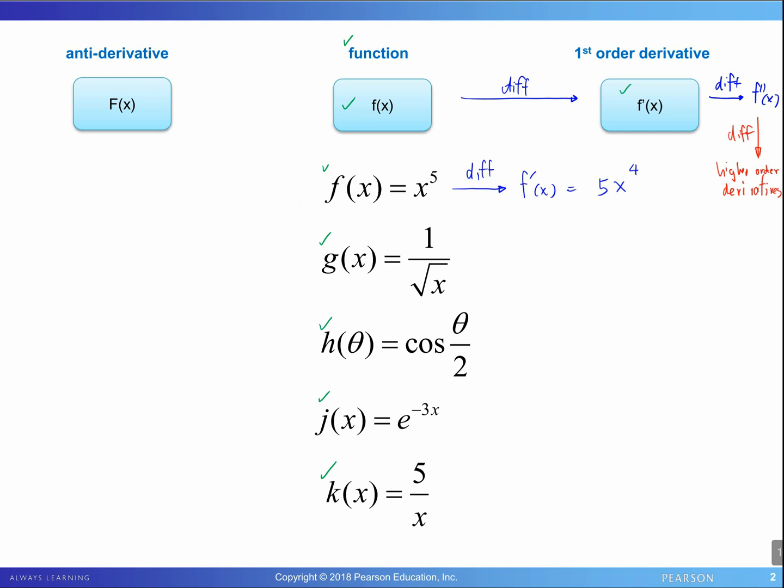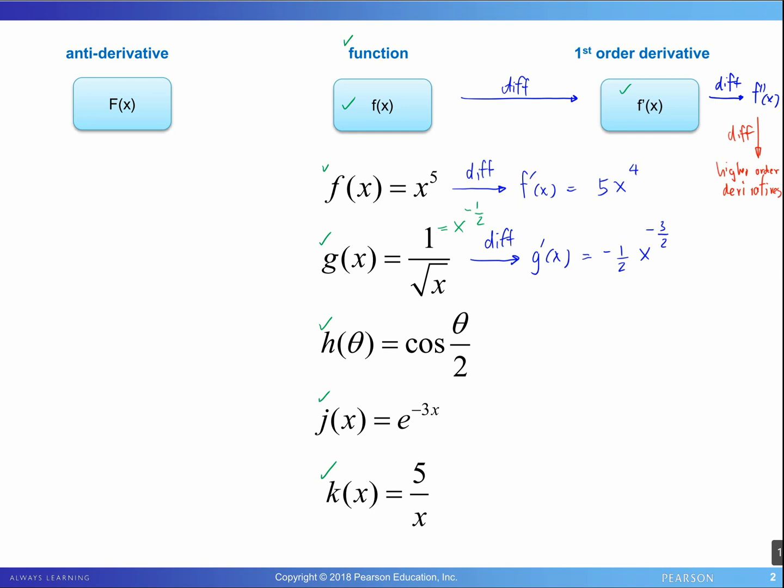What about the next one? Let's diff g of x. So this one we are going to diff and get g prime of x. Before anything, I'm going to change this to x to the power of minus 1 over 2. So once again, the power rule. The power is going to come down to be equal to minus 1 over 2, and the power decreases by 1. So I have minus 3 over 2 up here.